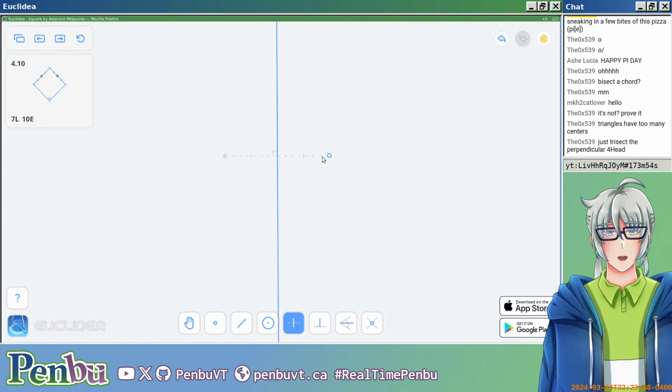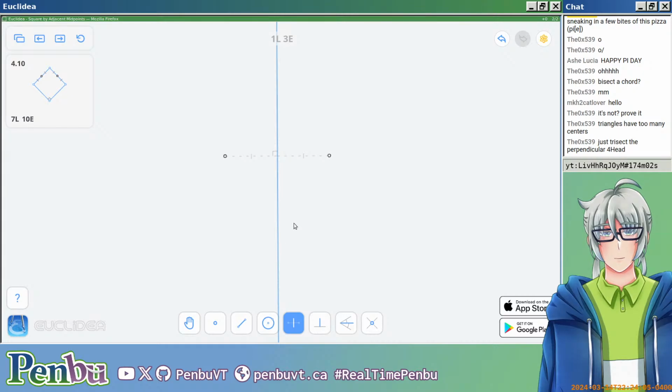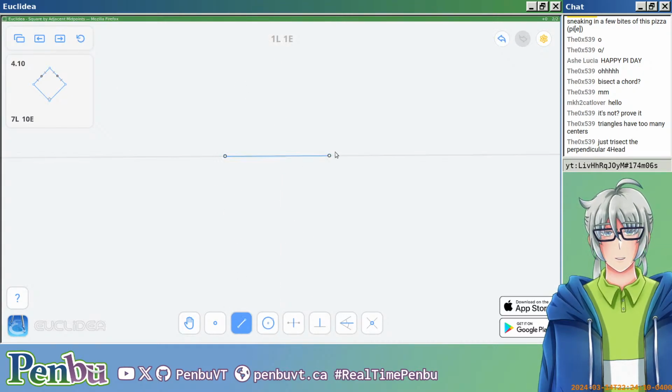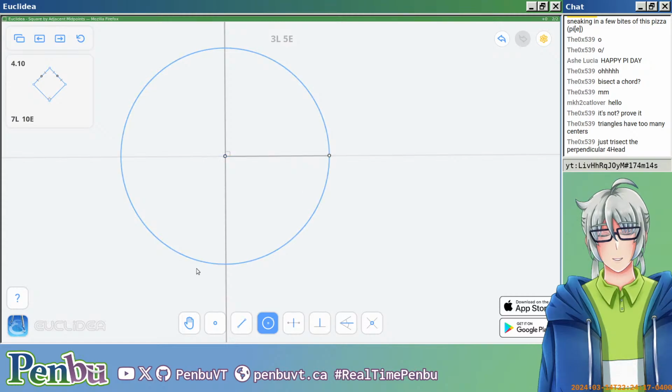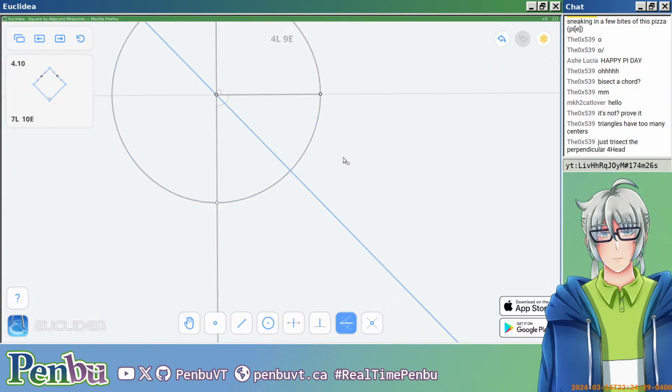So we know that we have a bisector. This creates one diagonal. Oh, wait a minute. Maybe we can do it another way. We can create this. And then if we create a perpendicular to this, then we get the other side. And that means that this is the other midpoint. So then if we bisect this angle, this is the other diagonal.